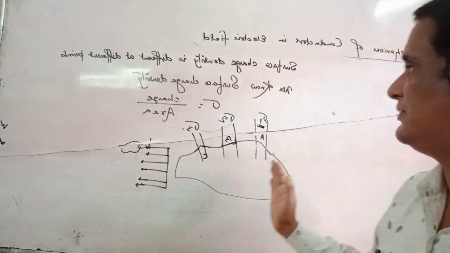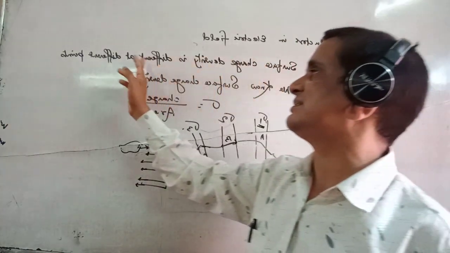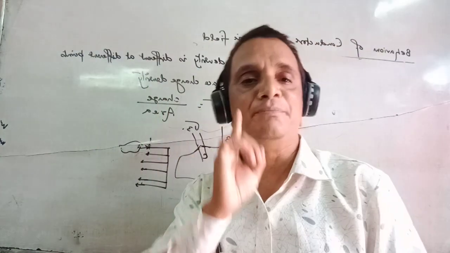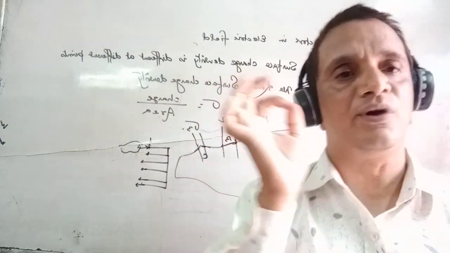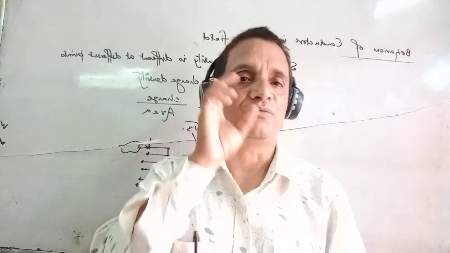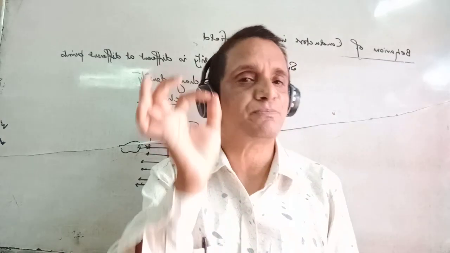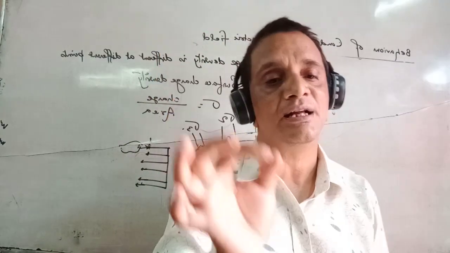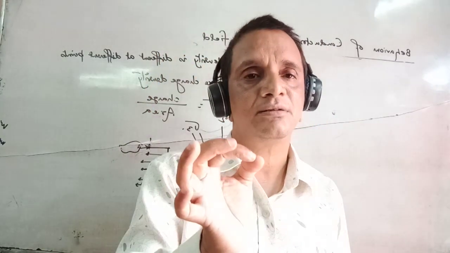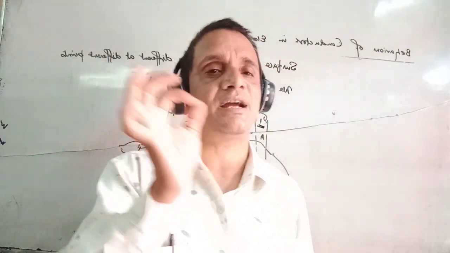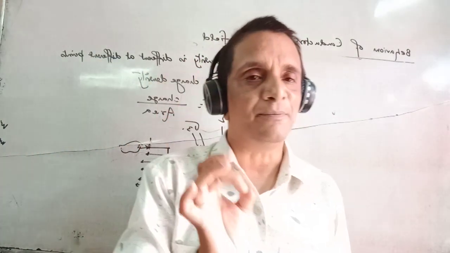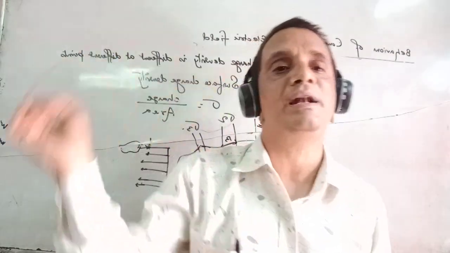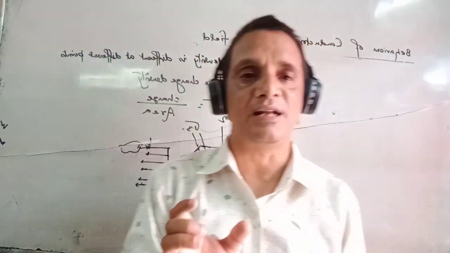Is it clear? So from there what can we say? That surface charge density is different at different points when it is placed in an electric field, and mainly it depends upon the area. Is it clear? So there are 7 points. First point: when a conductor is placed in an electric field, the net electric field intensity is 0 inside the conductor. Second point: the electric field is always normal, that means perpendicular, to the surface when it is placed in an electric field.